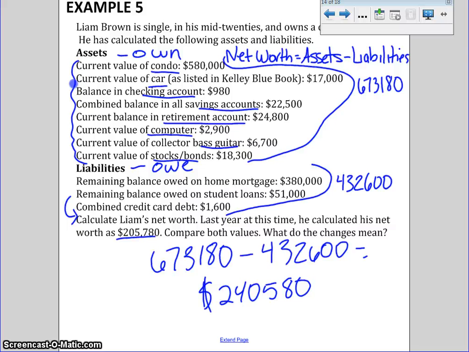Now, this could be for many reasons. It could be that the value of his condo went up this past year. It could be that he had much higher debt on his home mortgage or his student loan or his credit card, and he paid them down. So, for his net worth to increase, it means that either or both, he lowered his liabilities and increased his assets. And that's really what the changes mean.